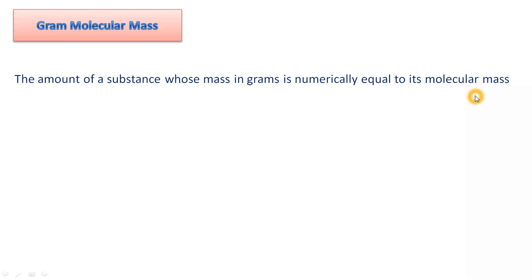Same as in the case of gram atomic mass. There, whenever atomic mass is expressed in grams, that is known as gram atomic mass. And here again the same thing. When the molecular mass of any substance is expressed in grams, that is known as gram molecular mass.